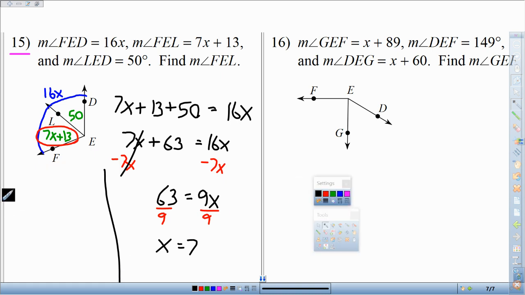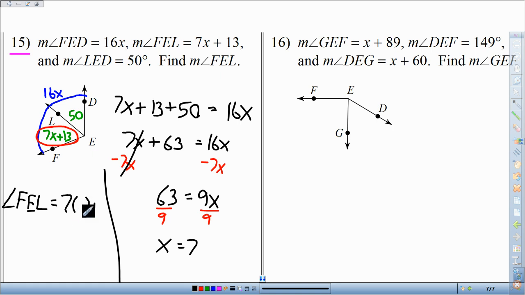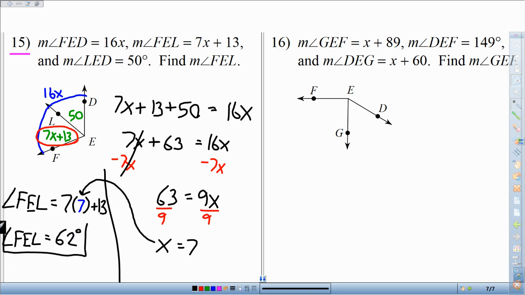Let's go ahead and make a little equation. We know that angle FEL equals 7x plus 13. I'm going to leave a spot for x, and I know what x is. I'm going to plug it in right there. So that's where this 7 is coming from. So angle FEL equals, and just be careful with your calculator. When you do 7 times 7, make sure to press enter and then add 13 if you're not using parentheses. And I'm getting 62 degrees. That is my answer.